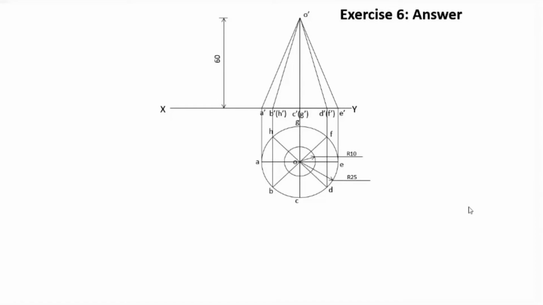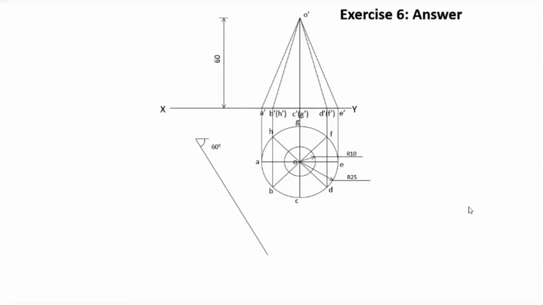Now this is of radius 10. Now we draw a line which is making an angle of 60 degree with the XY line. Since our section plane is making an angle of 60 degree with the XY line in the top view, we draw a line which is making an angle of 60 degree with the XY line.